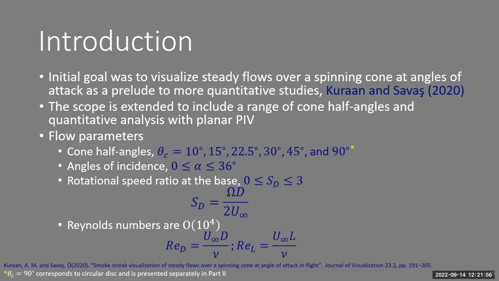We study a range of angles of incidence between 0 and 36 degrees, and we use the rotational speed ratio. This is the ratio of the angular rotation rate at the base of the cone to the free stream. This parameter allows us to make one-to-one correspondences between each of the half-angle cones. We fix our free stream velocity, and the base diameter of each cone is fixed because we fix the lengths of each cone. We use the angular rotation rate omega to fix the rotation parameter for each cone. Finally, the Reynolds numbers based on the diameter or the length of the cone are all order 10 to the 4th, so we are dealing with incompressible, low speed flows.